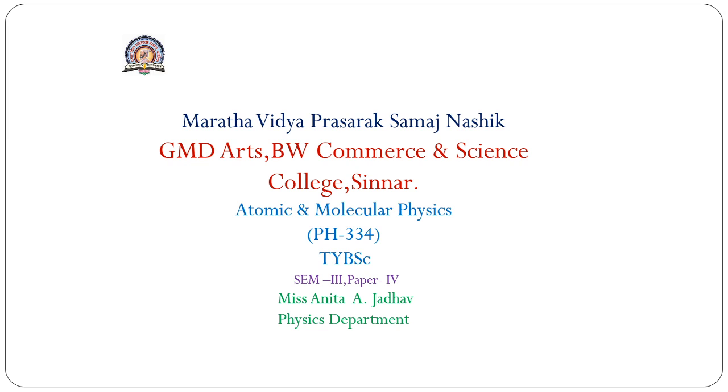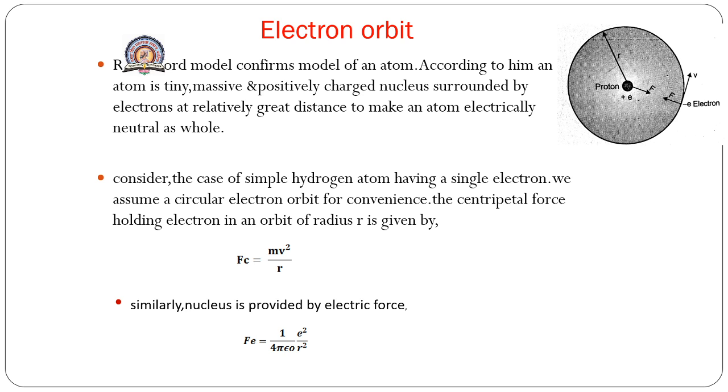This is our second lecture. In our last lecture we had already explained the Rutherford scattering experiment. In this lecture I am going to explain electron orbit and Bohr's postulates.